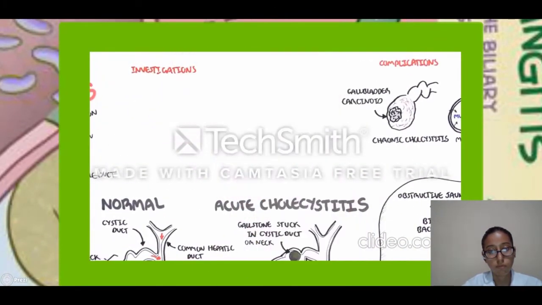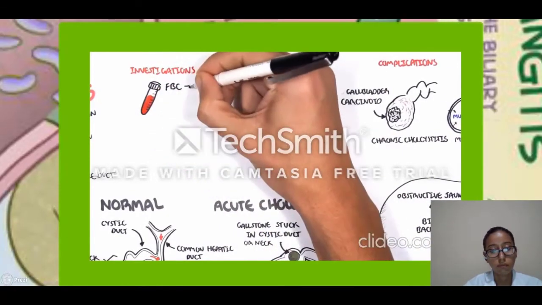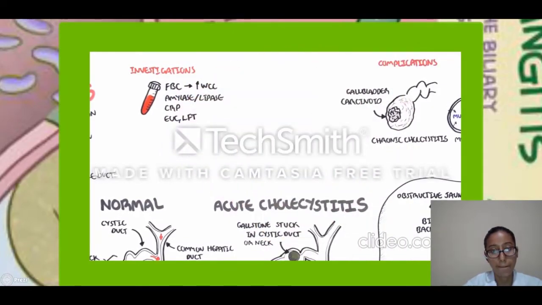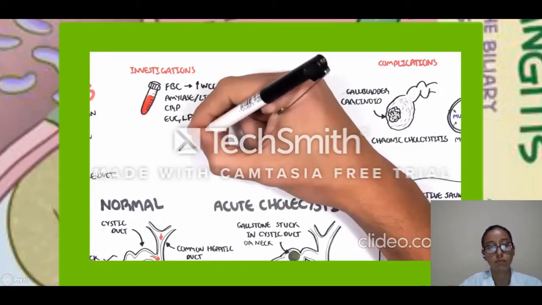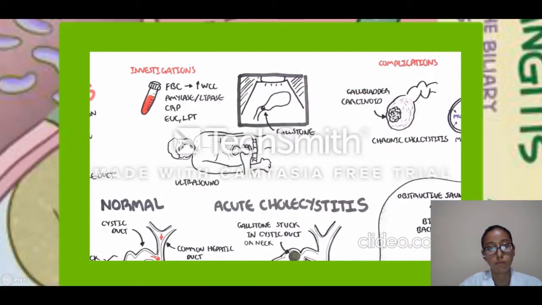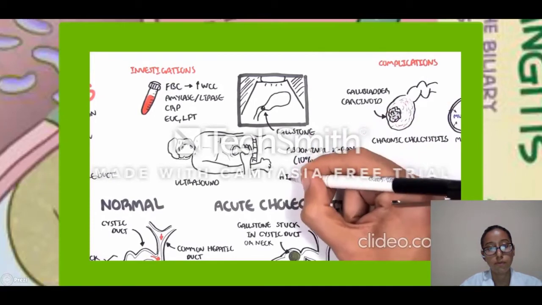Investigations that can be performed with a person suspected of biliary tree problems include full blood count, which may show raised white cell counts, amylase and lipase to check for pancreatitis, CRP, EUCs, and LFTs. And LFTs are important because there will be abnormal LFTs with a problem that occurs in the biliary tree system. Ultrasound is diagnostic and can detect gallstones, and is used to elicit Murphy's sign too. Abdominal X-ray can only pick up 10% of gallstones.